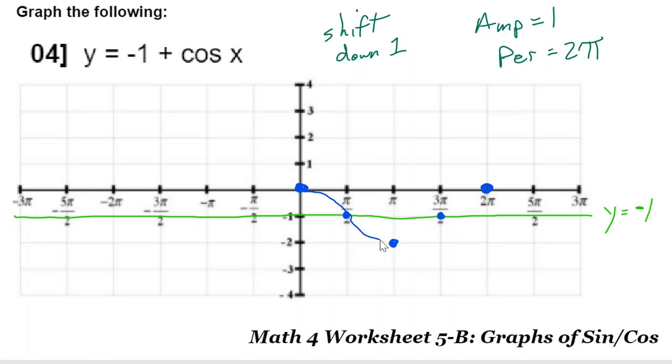Do that, that, and that. Then we can finish up here, there, there, there, and go down.